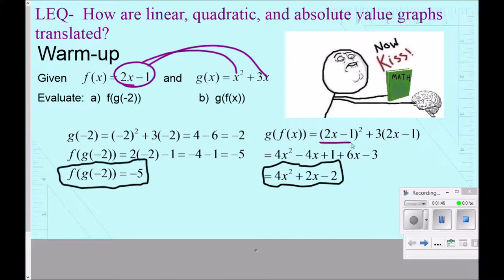So then I properly square the binomial using either generic rectangle or FOIL, if that's how you learned it, and that gets us 4x squared minus 4x plus 1. Then distribute the 3, and we get 6x minus 3. And then lastly, combining like terms, and that gives us our final answer, g of f of x is equal to 4x squared plus 2x minus 2. Okay, so that was the warm-up.